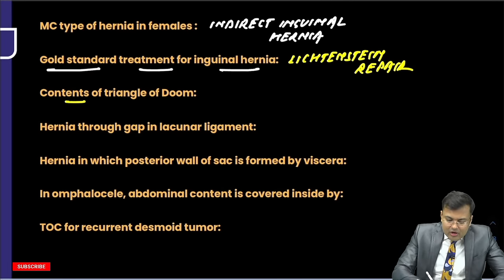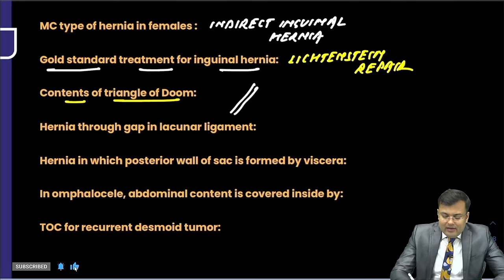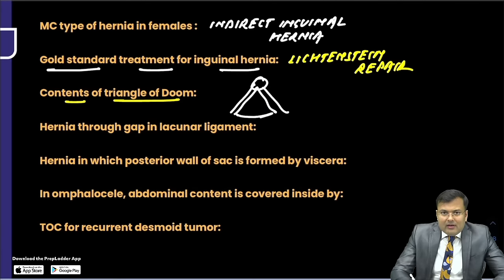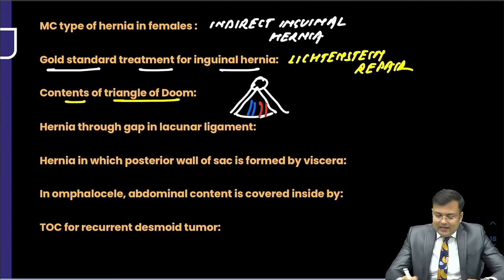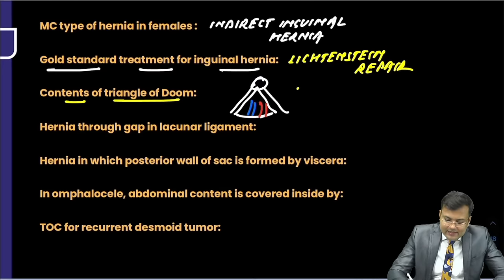Now, what is the content of triangle of doom? There is medially vas deferens, laterally gonadal vessels. This is deep ring. This is peritoneum. What is the content? Tell me, guys. Iliac vessels. Very good. It is iliac vessels.